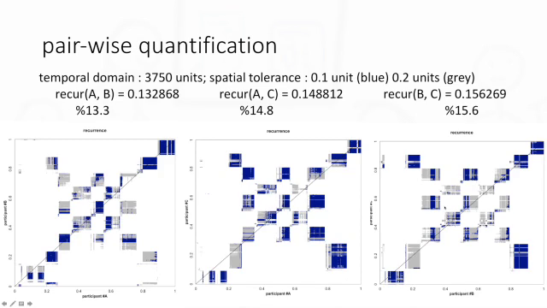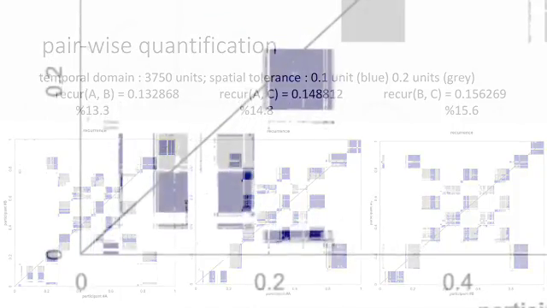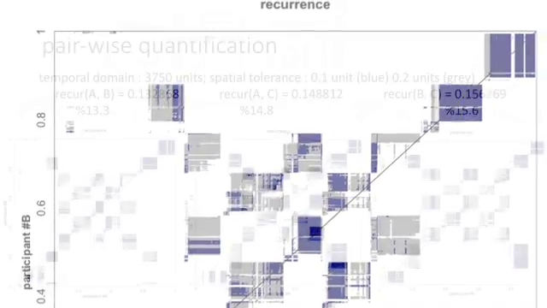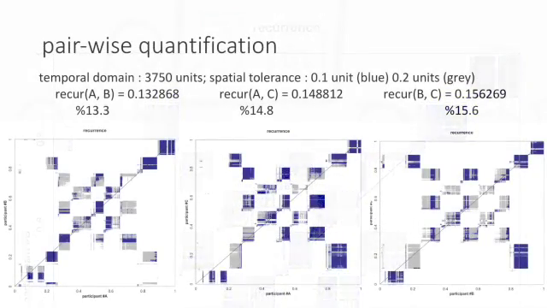Let's get back to the experiment that we presented in the first part of the presentation and use that data to plot the following figures. Each figure represents pairwise recurrence quantification. The figure on the left compares participants A and B and reports that recurrence is around 13%. The figure in the middle compares A and C, and the result is 14.8%. And the last one is between B and C and represents the highest pairwise recurrence of 15.5%.